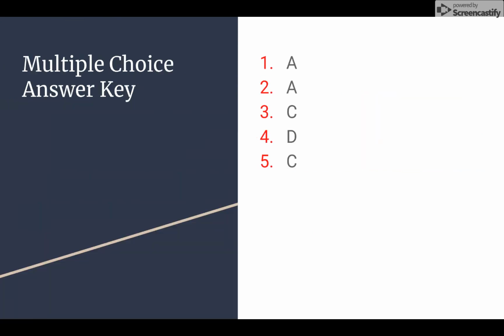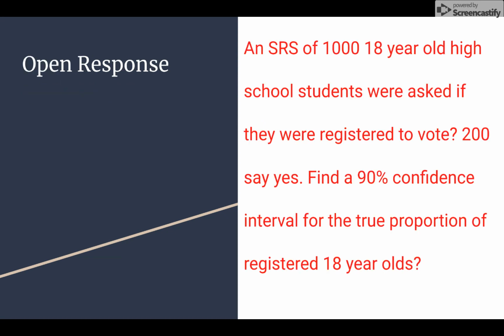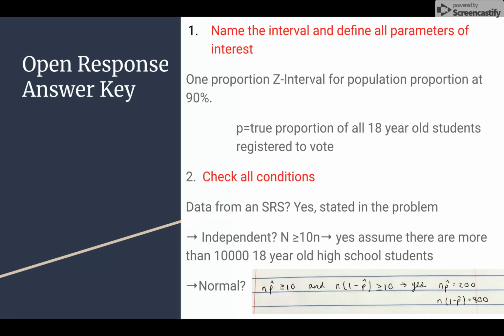All right, so the multiple choice answer key. Number 1 was A, 2 was A, 3 was C, 4 was D, and 5 was C. Hopefully you did well. Here's the open response. Once again, you might want to pause the video. Yeah, here's the answer key.